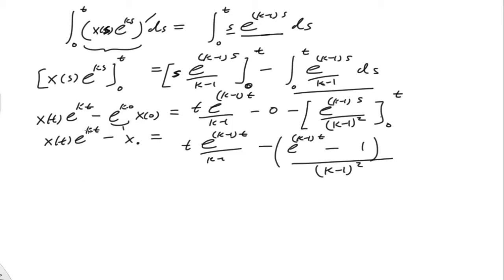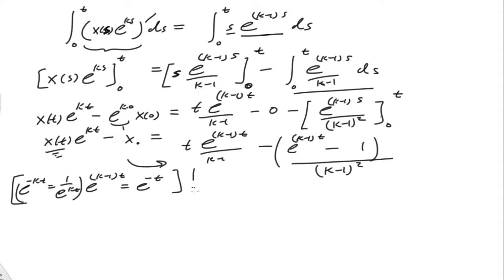Now we need to solve for x of t. That's our objective. So what we're going to do is move that over to the other side and then divide everything by e to the kt. So we're going to do that now. But before we do that, note that if I go e to the negative kt, which is equal to 1 over e to the kt, and I multiply this by e to the (k minus 1)t, that's simply going to equal e to the negative t, right?